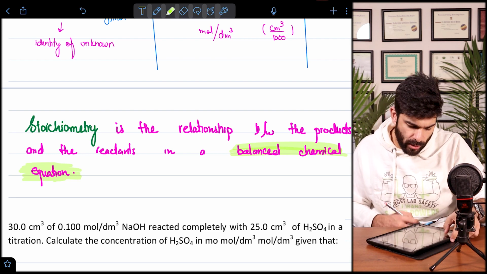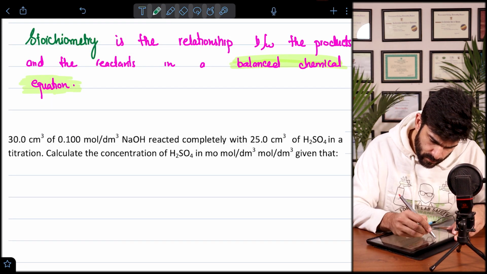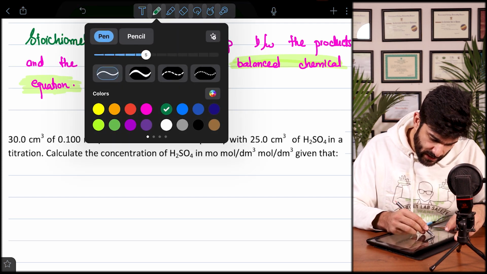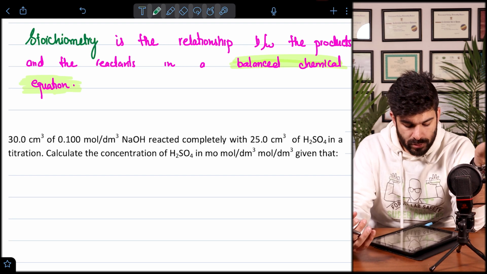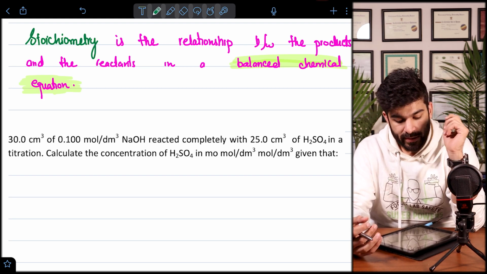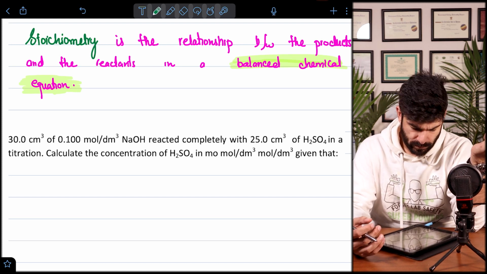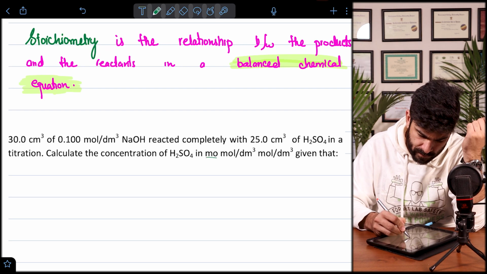So let's quickly talk about an example that we have here, a question from the past papers. 30 centimeter cube of 1.00 mole per dm cube sodium hydroxide reacted completely with 25 centimeter cube of sulfuric acid in a titration. Calculate the concentration of H2SO4 in mole per dm cube.